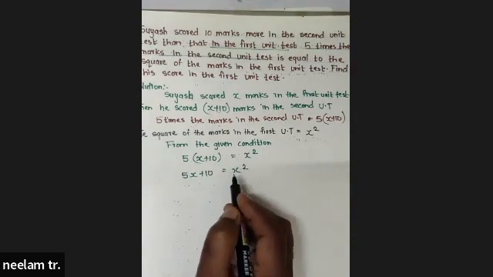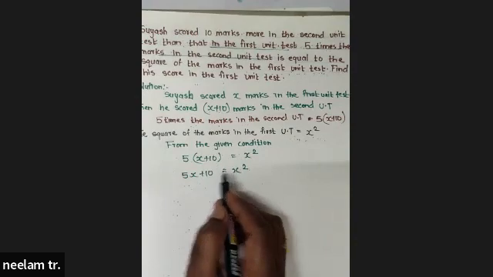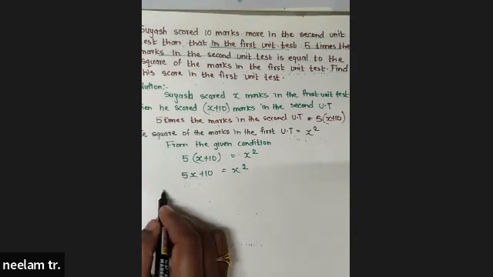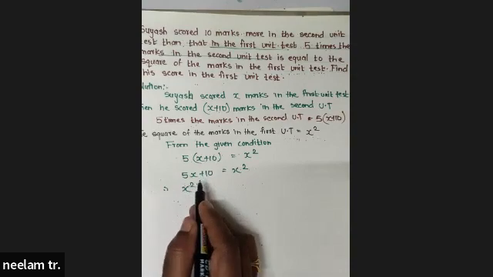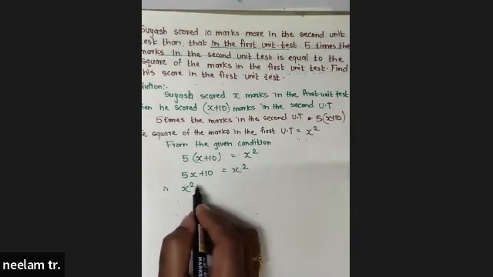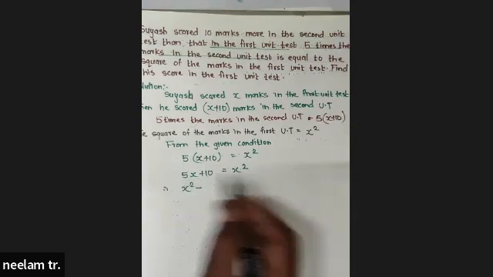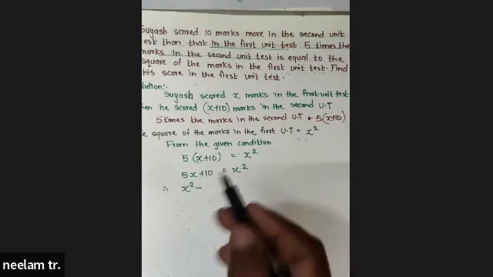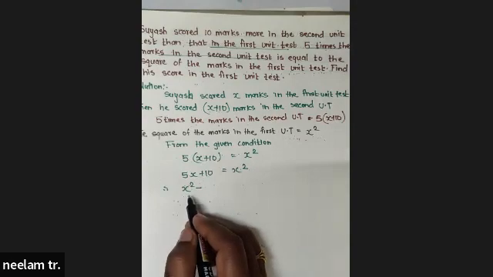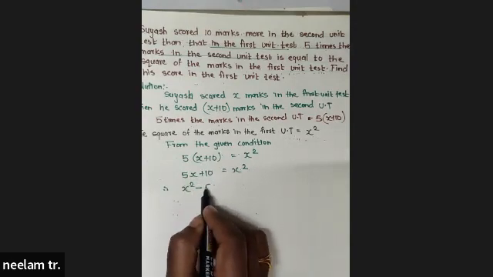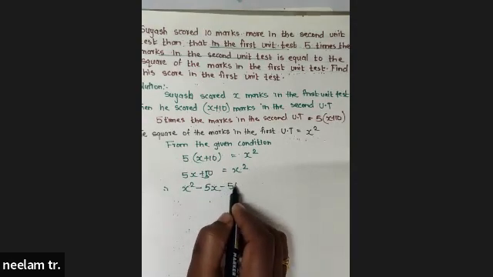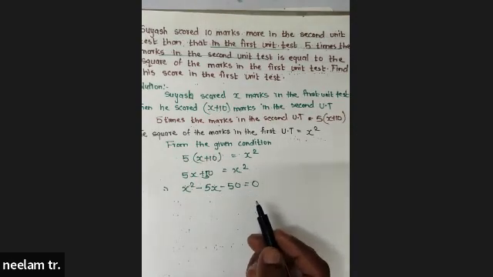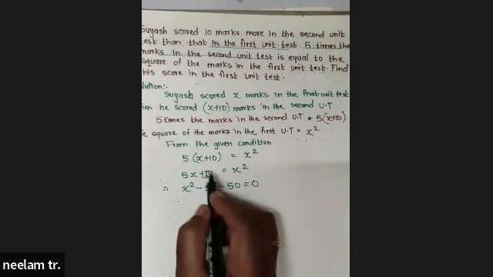Now take it into quadratic equation. How you will take? You will bring this to this. That is your x square. Nothing is there means minus 5x. Everything you are bringing to the left hand side, so what will happen? All signs will change. Plus will change into minus and minus will change into plus. So x square minus 5x minus 50 is equal to 0.